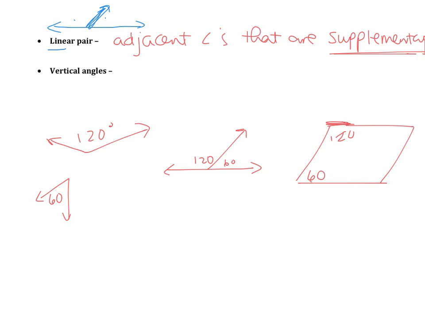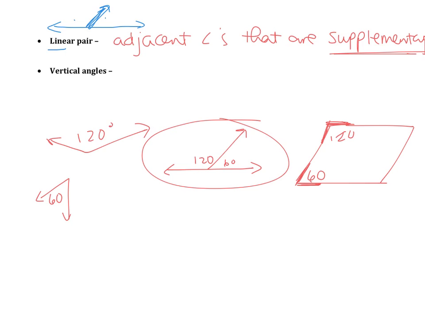Is this angle and this angle a linear pair? No. Are they sharing a side? Together, are they creating a straight line? Does it look like this? No. So, these are supplementary, but it's not a linear pair.